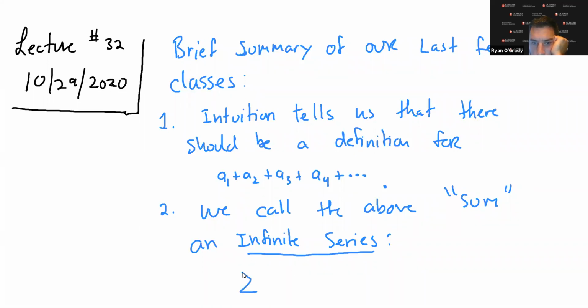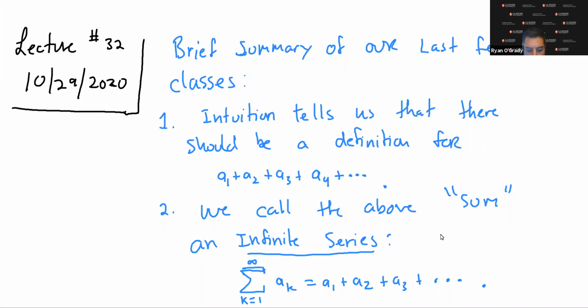And so for short, we typically write it like this. We say the sum, k starts from 1 to infinity, and then we have a sub k, and that's a sub 1, plus a sub 2, plus a sub 3, etc. Now, what we recognize is that we can classify different series. Let me go back because some of you might not be done.